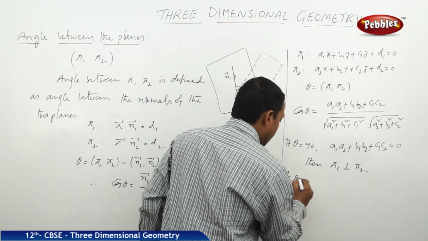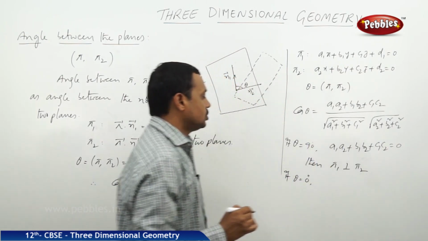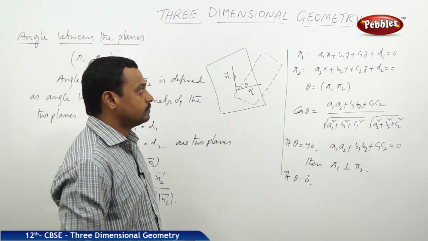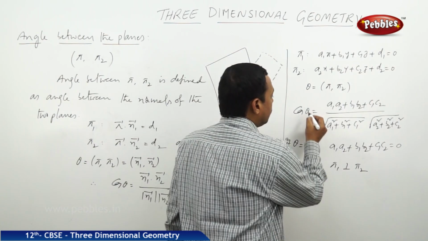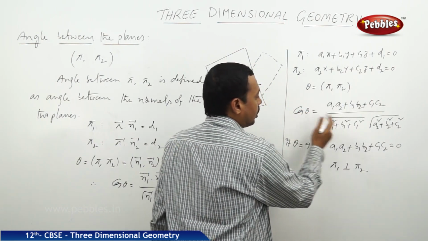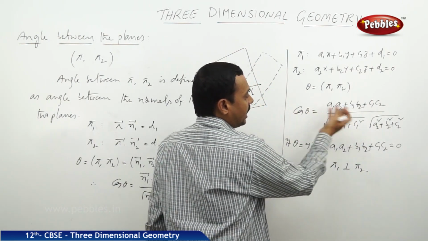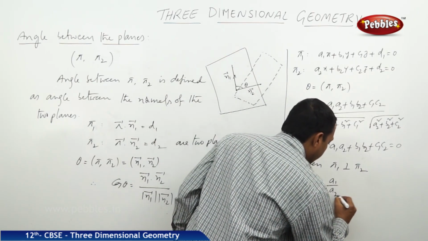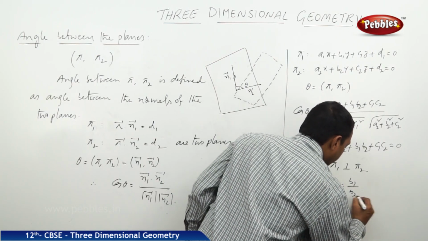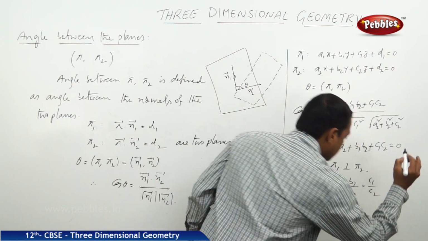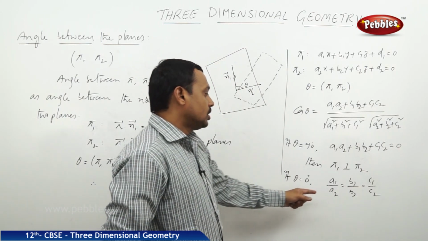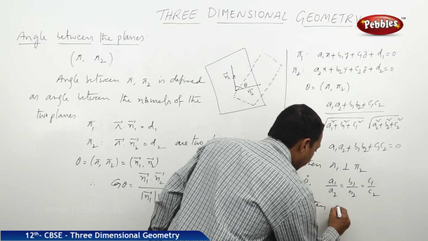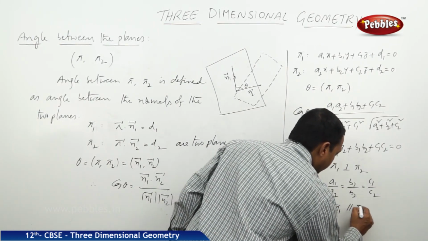Suppose theta is equal to 0 degrees. 0 degrees means the two planes are parallel to each other. Then cos 0 is equal to 1. Now on cross multiplying the denominator, squaring and simplifying, at last you get the form a1 by a2 is equal to b1 by b2 is equal to c1 by c2. Now this is the condition that the two planes are parallel. Pi 1 is parallel to pi 2.